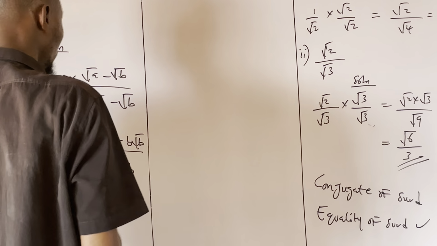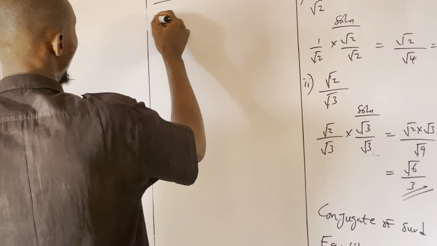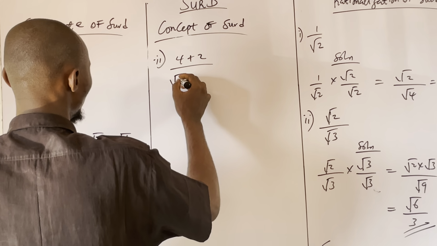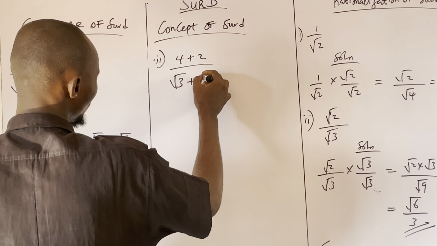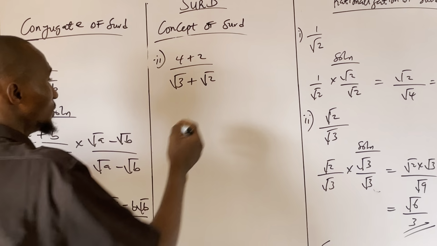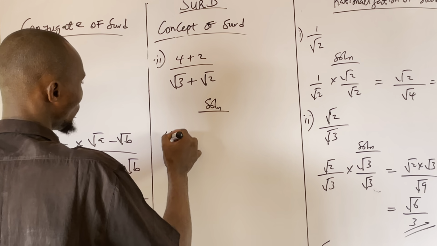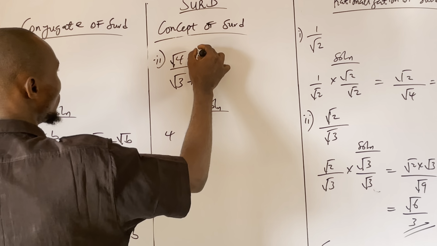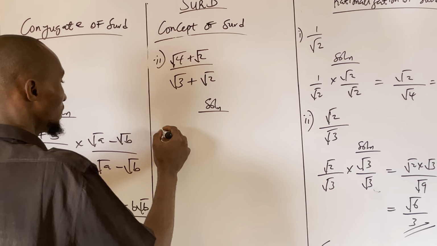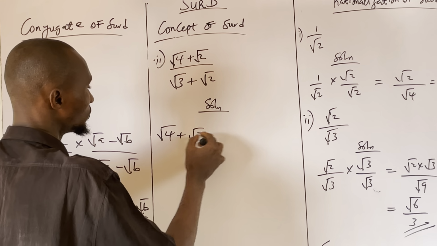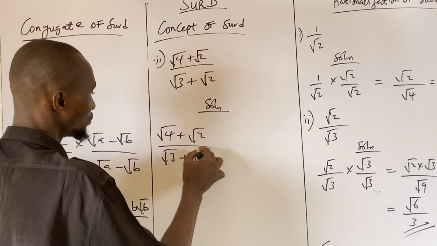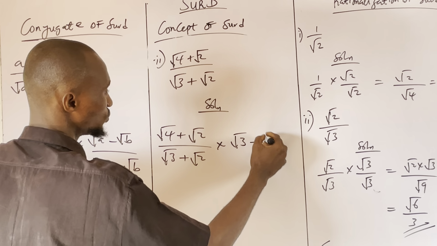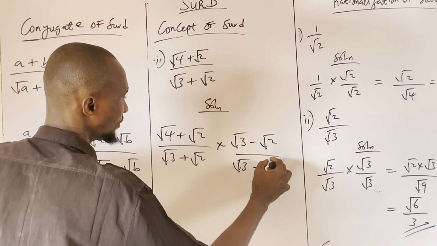So now, equality of... okay, we are still on conjugate. When you have, let me say, root 4 plus root 2 over root 3 plus root 2, for instance, let me use root for both. Root 4 plus root 2 over root 3 plus root 2, times root 3 minus root 2 over root 3 minus root 2.